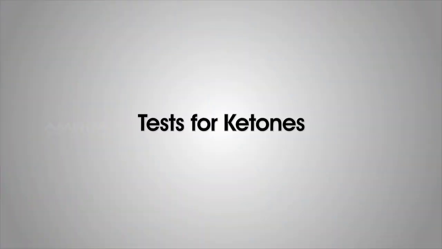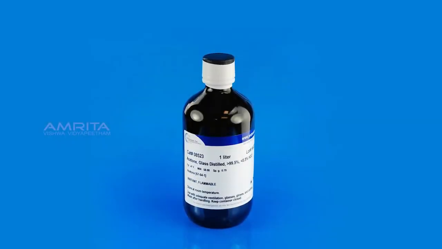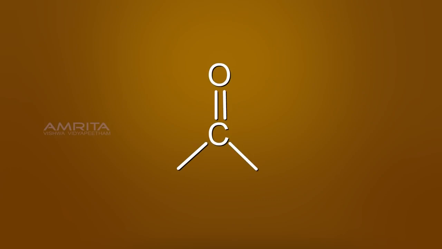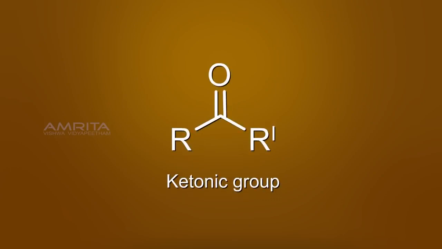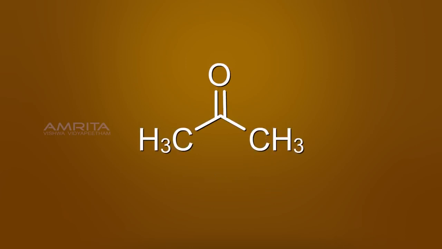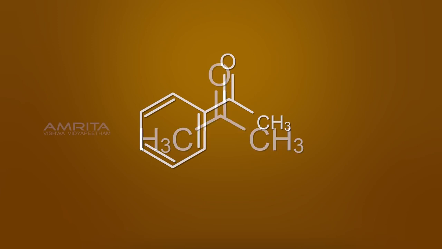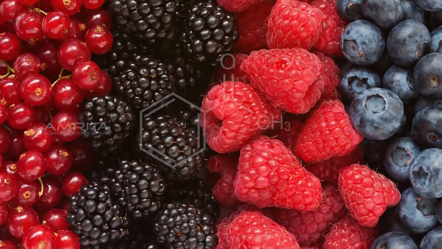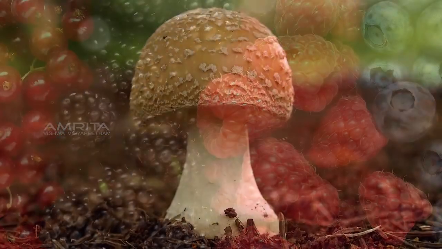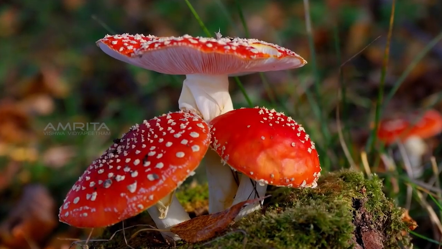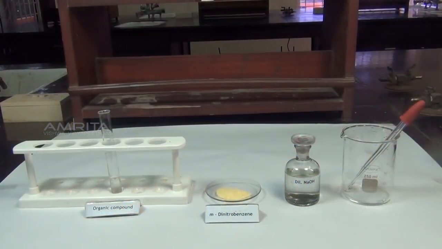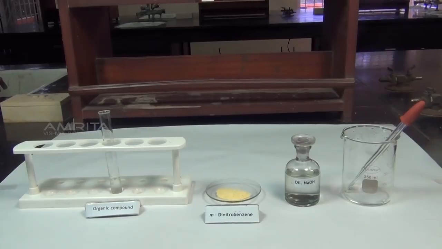Tests for ketones. Ketones are organic compounds containing the ketonic functional group in which the carbonyl carbon is attached to two R groups. The R groups may be alkyl or aryl groups. The flavors of berries and mushrooms are due to the presence of ketones. Our aim here is to identify ketones using some simple tests.